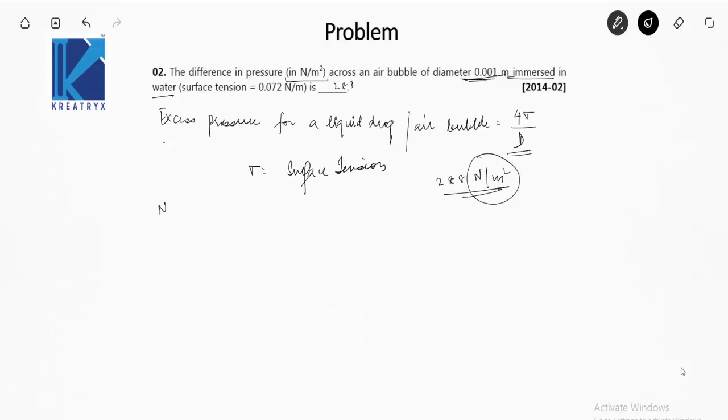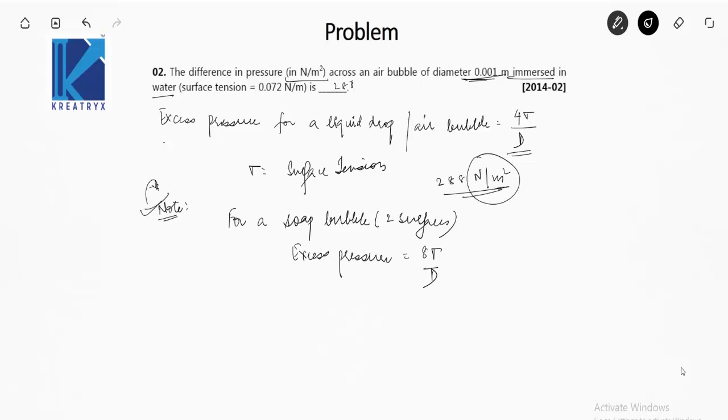Note one thing: for a soap bubble with two surfaces, the excess pressure is 8 sigma by D. This is an important point. This also you must have derived in your class, from whichever book you have studied. Okay. Next question.